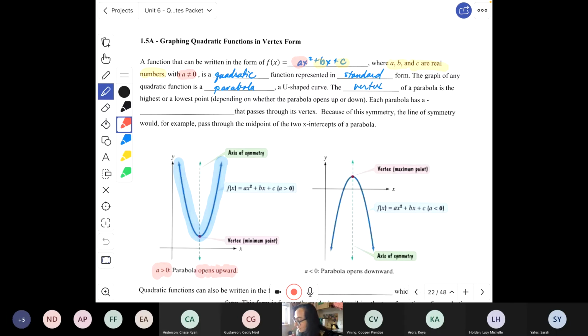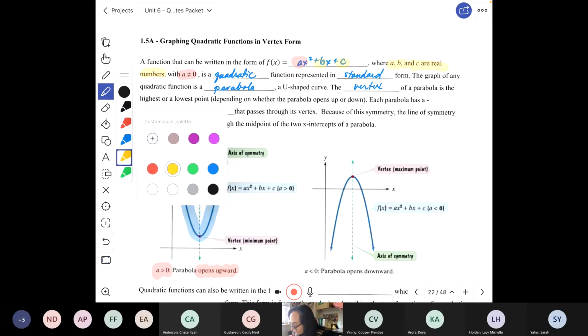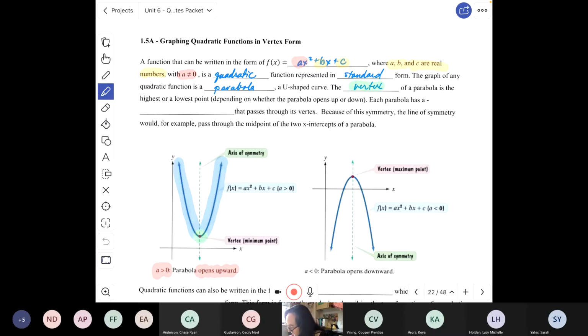So if a in the standard form of the quadratic equation is positive, the parabola opens up, and therefore the vertex is a minimum point. If we have a parabola that is oriented downward, the parabola opens down, we would recognize that in the standard form of the equation because the leading coefficient is negative. So if a is negative, the parabola opens downward, and as a result, that vertex is the maximum point.